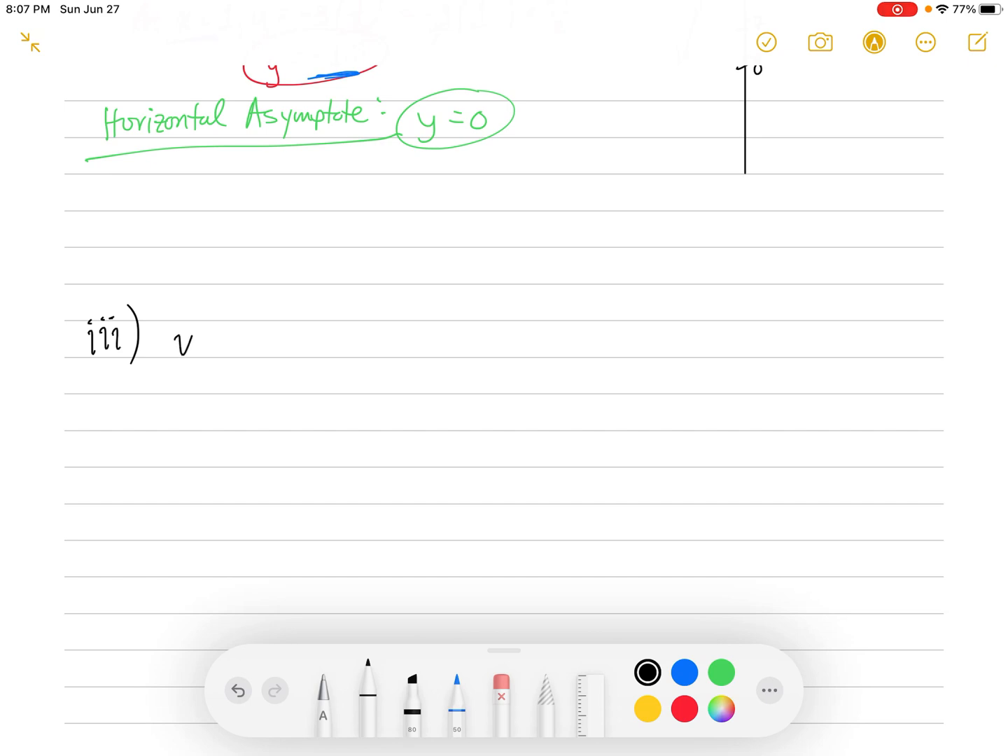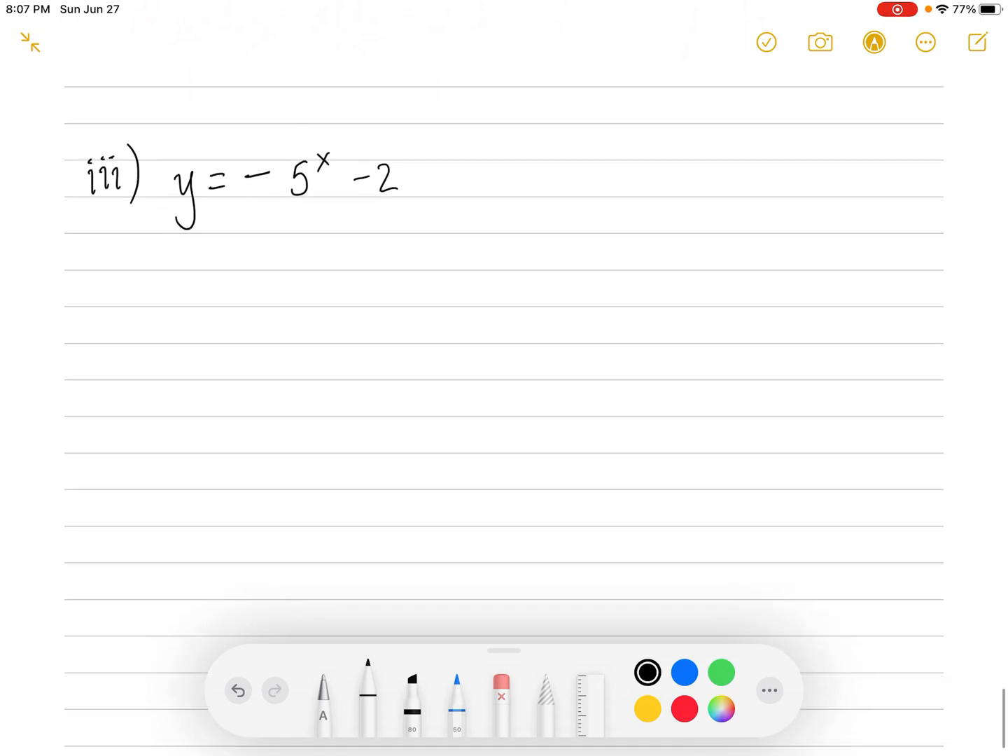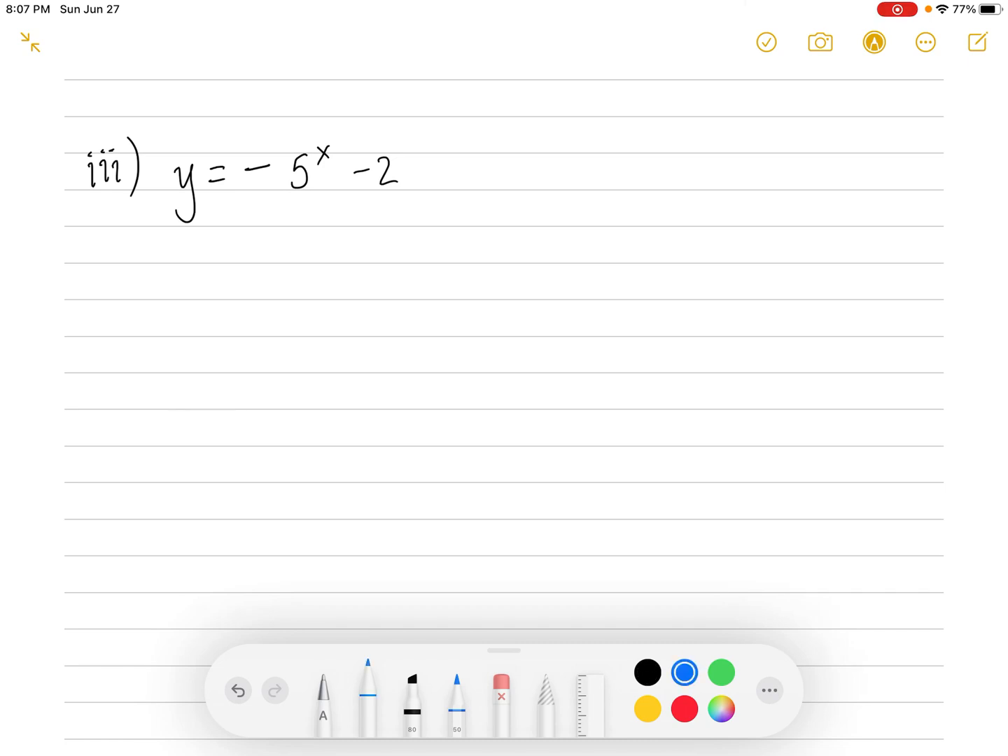All right? That's basically a reflected exponential function. It's upside down. Let's do a 3. Here we got y equals -5 to the x, and then -2. So if you look at this, don't mistake this for -5 in parentheses. That negative is not in parentheses with the 5. This is the same thing as -1 times 5 to the x, -2. That's the way you would read that.